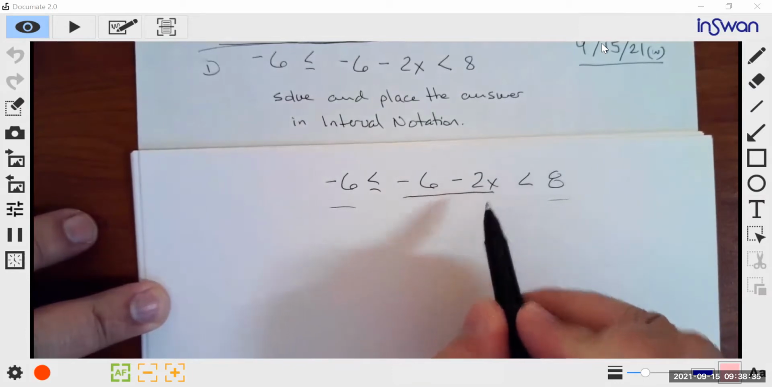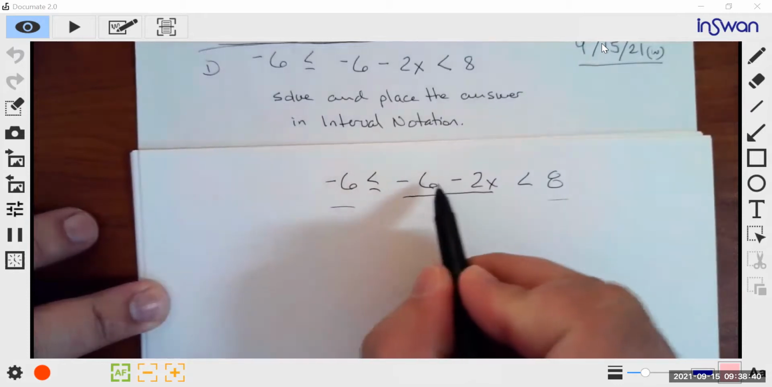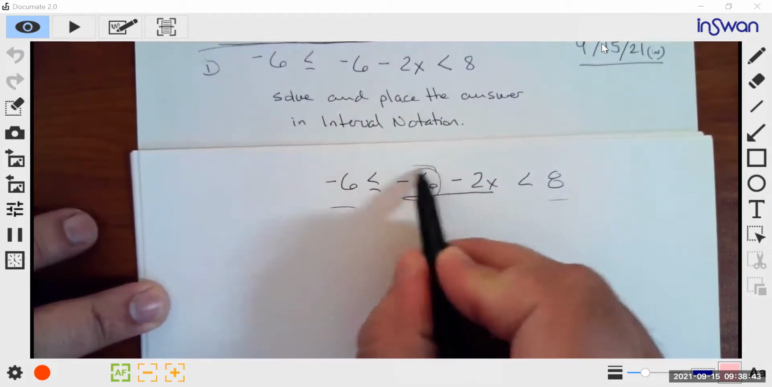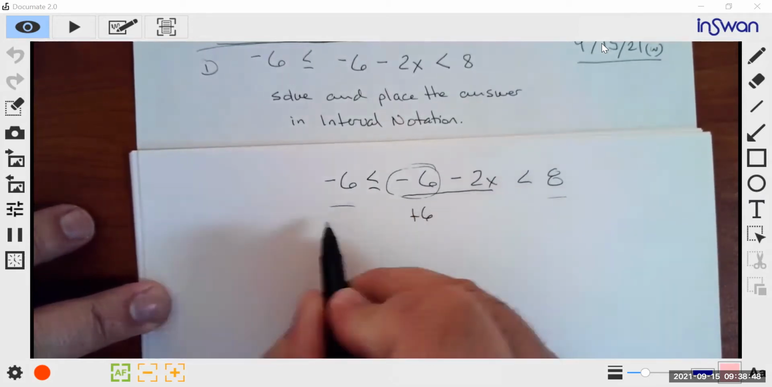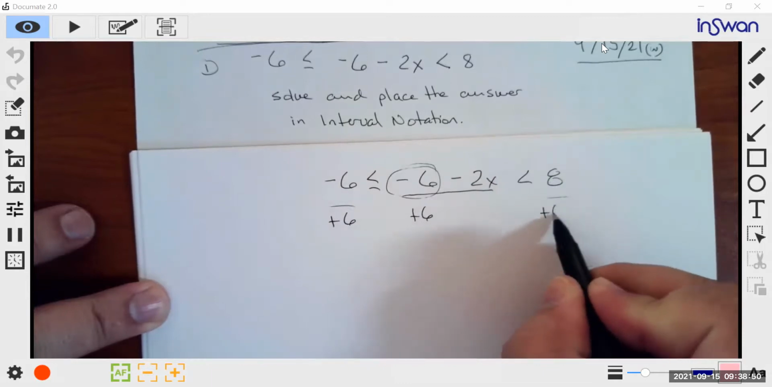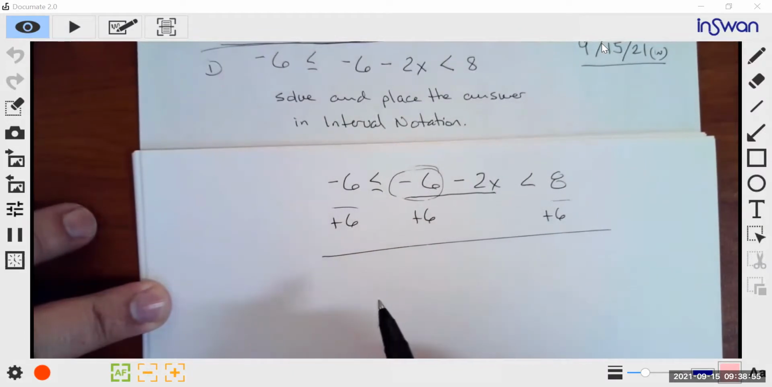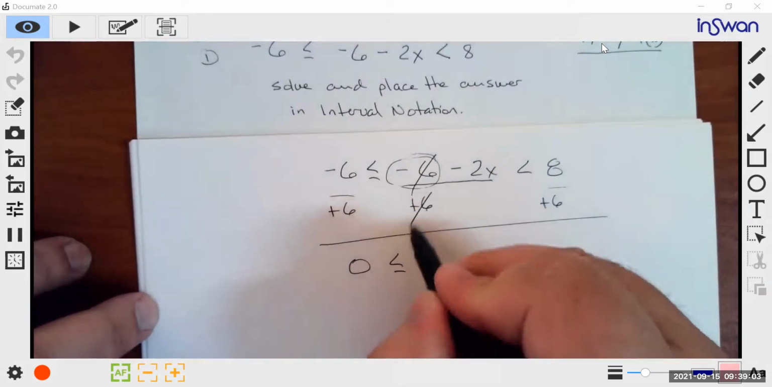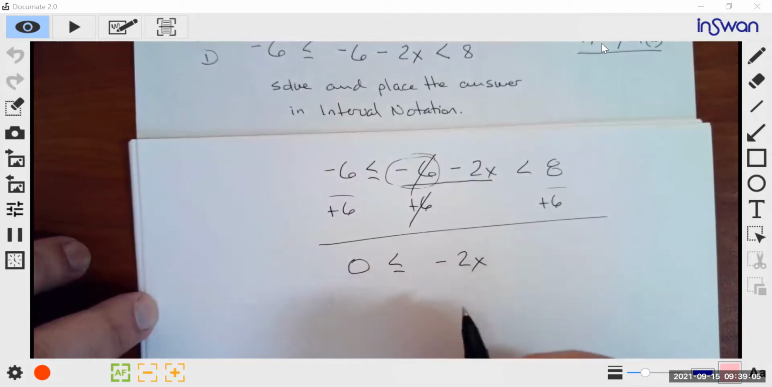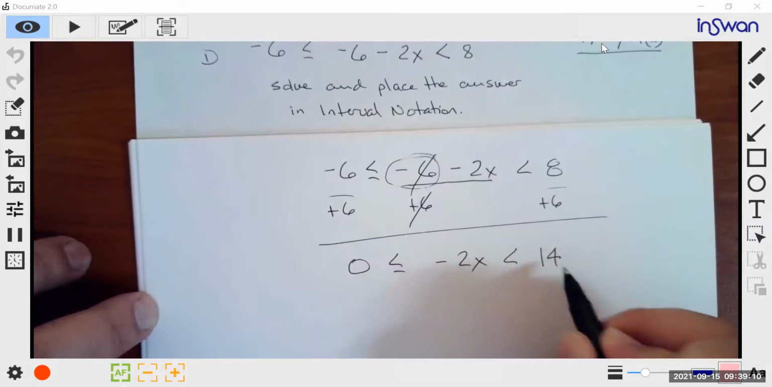So to solve for x, what do we have to get rid of first? The -6. How do you get rid of the -6? Add 6 to everywhere. Because this is one equation, I only put it in one place. So -6 plus 6 is 0. Less than or equal to, those are gone. So we have -2x. 8 plus 6 is 14.